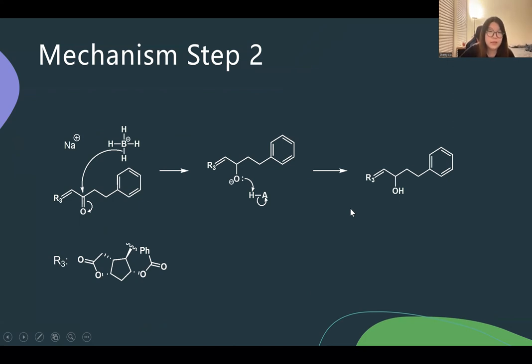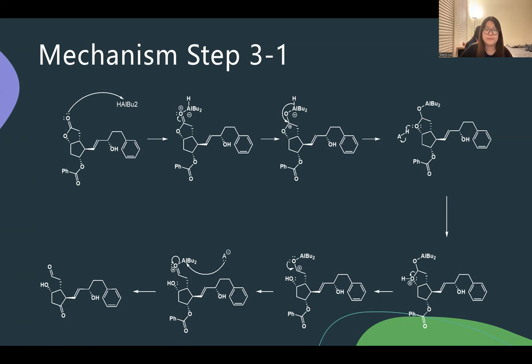In step 2, sodium borohydride acts as a reducing agent in this reaction. First, the nucleophilic B-H bond will attack the electrophilic ketone carbon, pushing the electrons up to the oxygen. Then the lone pair on the negatively charged oxygen will grab a proton from the environment and form the OH group, thus completing the reduction of the carbonyl.